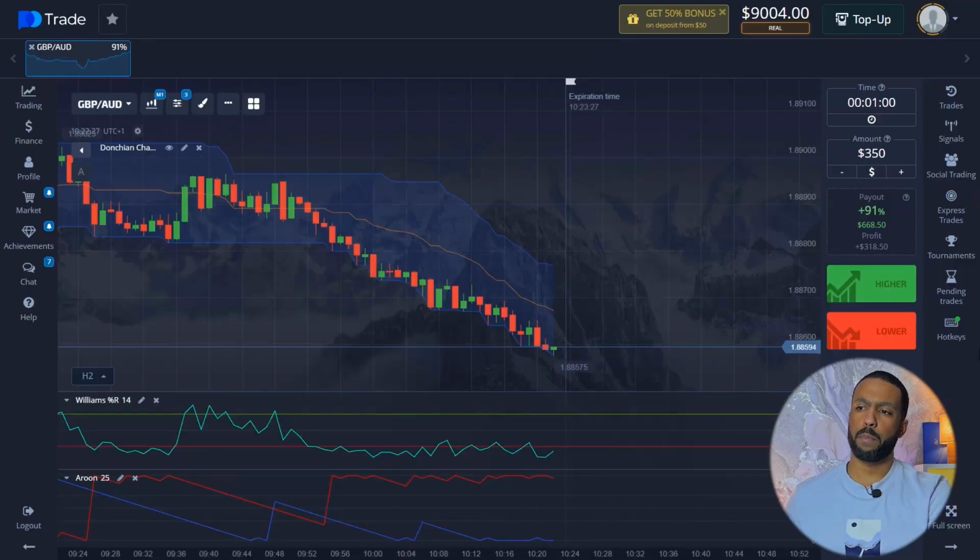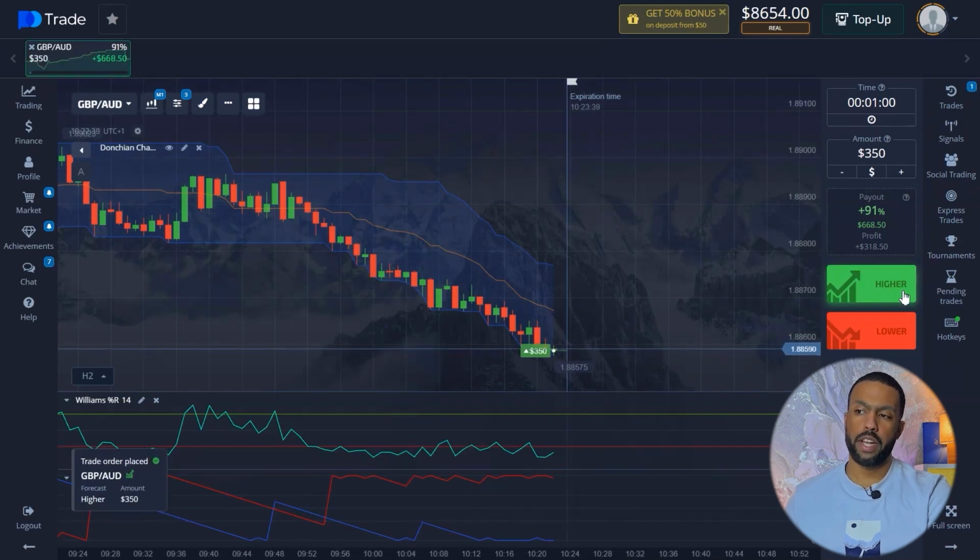And without further ado, let us get straight to our today's trading session. So here we see the price chart of the British pound and the Australian dollar currency pair. And noticing a signal from one of my indicators, I'm gonna open an up trade for $350 for 1 minute.